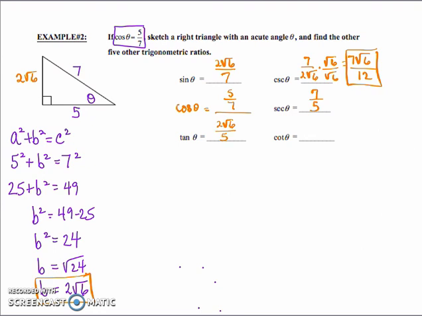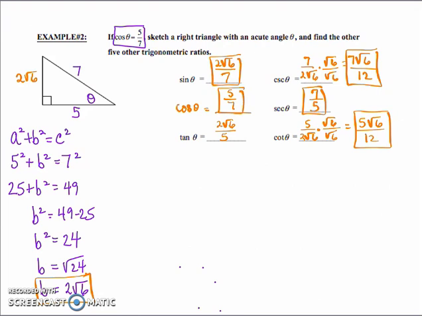And our cotangent is going to be the reciprocal of that. So we flip that over and we have 5 on the top and 2 square roots of 6 on the bottom, which again will need to be rationalized. So we multiply top and bottom by square root of 6 over square root of 6. In our numerator, we end up with 5 square roots of 6. In the denominator, square root of 6 times square root of 6 is 6 times 2 is 12, just like we had before. So here are all 6 trigonometric ratios of this triangle.